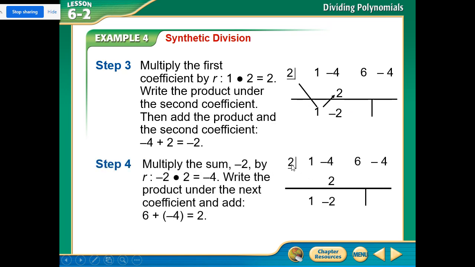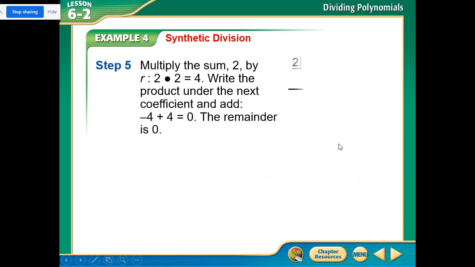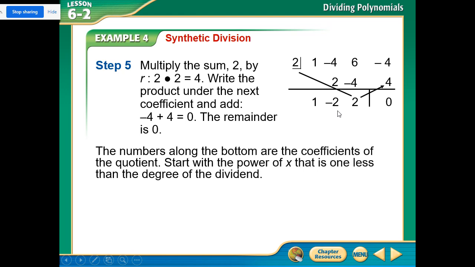So now I'm going to take this 2 with that negative 2, which is negative 4, put it in the next spot, and add down. And then I'm going to repeat it again. 2 with 2 is 4, and add down for 0. Now notice the numbers here, 1, negative 2, 2, and 0. So that's how we're going to have to do our answer. This gives us our answer. This is our remainder over here on its side. That's why we have this line here. It's kind of branching off and showing us our remainder. This is our actual answer.